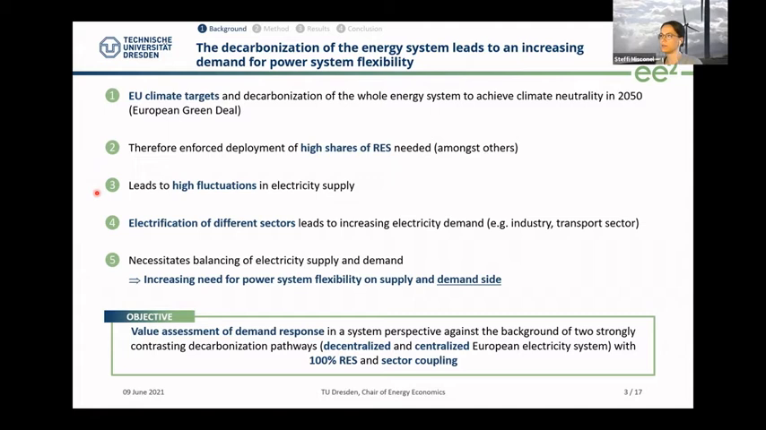Additionally, the electrification of further demand side sectors, or the so-called sector coupling, increases the importance of ambitious decarbonization measures for the electricity sector. And this will necessitate balancing of the electricity supply and demand, and thus the increasing need for power system flexibility will occur on the supply and the demand side. Particularly, demand response, a subcategory of demand side management, is one promising option to increase load flexibility. And this is why the objective of our study is to assess the value of demand response from a system perspective and two different decarbonization pathways. So we considered a decentralized and a centralized European electricity system with 100% renewable energies and sector coupling.